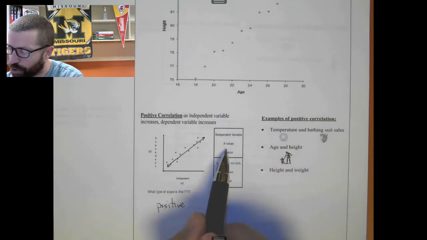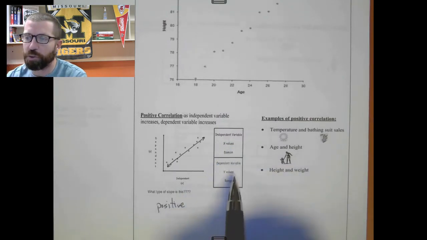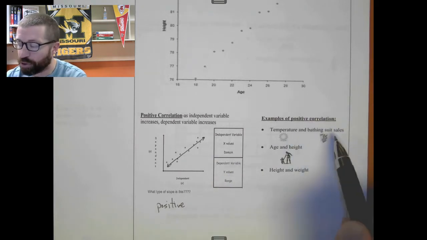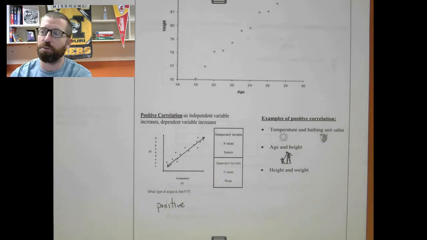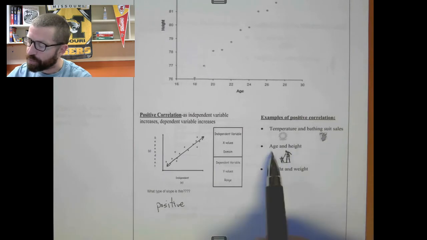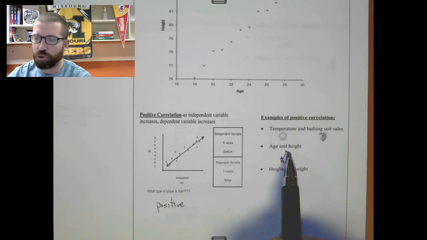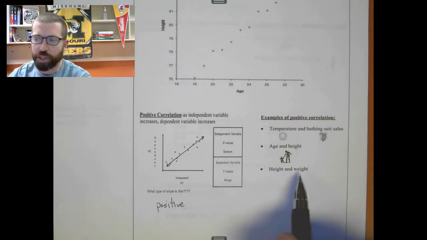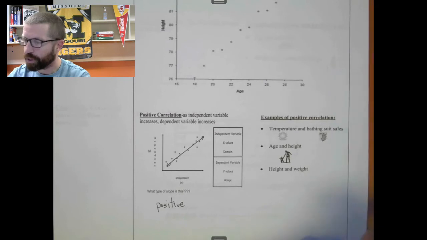The independent variable is the x values, the domain. The dependent variable is the y values, the range. Some examples of this: temperature and bathing suit sales, or another common one is temperature and ice cream sales. Or if you go the other way, as temperature goes down, well, I guess that would be negative correlation. Never mind. Age and height, like I said, is especially true in your developing years until you get to be 16, 17, 18. And then height and weight also: as height goes up, typically weight goes up because there's more of you.